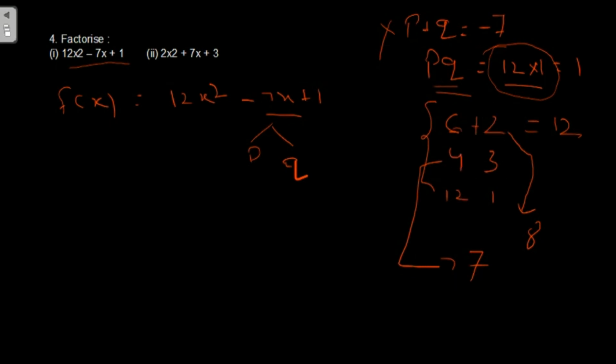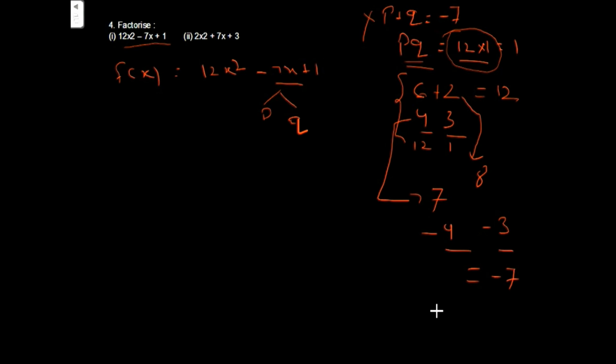But if in place of 4 and 3, I use minus 4 and minus 3, then adding them I will get minus 7, and multiplying these two numbers, minus 4 and minus 3, I will get 12. So both the conditions are satisfied by minus 4 and minus 3. So we will break minus 7 into two parts, minus 4x and minus 3x. To find these two numbers, you have to do a lot of practice.